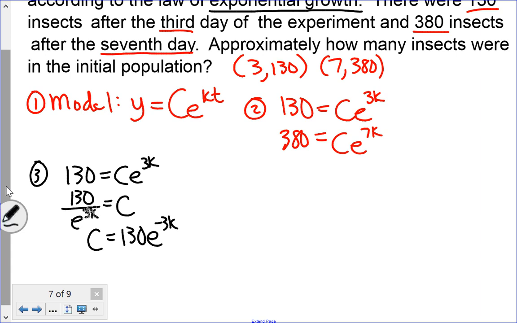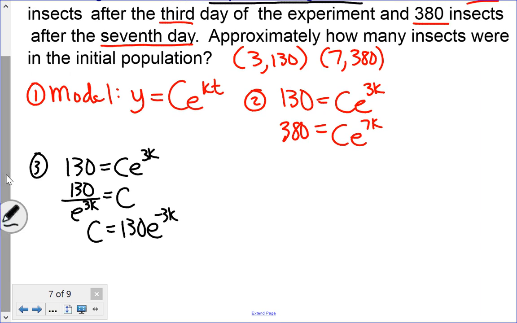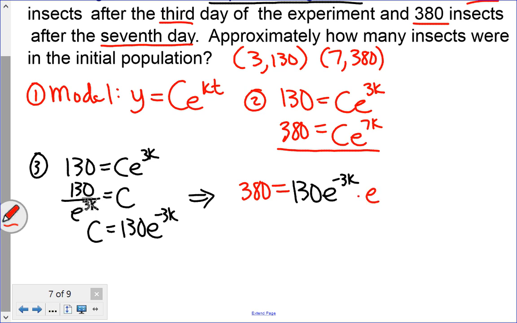Now we're going to take that and plug it into the other equation that I have right here. So we know that we're going to get 380 equals, and instead of c, I'm going to write what I just found, which is 130 e to the minus 3k, and then that's going to be times e to the 7k. So basically what I have written in black there is just the substitution. So now I can just do some solving. So 380 equals 130, and then remember, when you multiply with exponents, you add the exponents. So that's going to be e to the 4k.